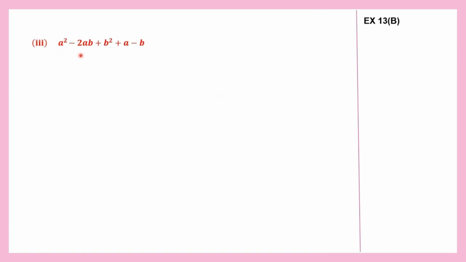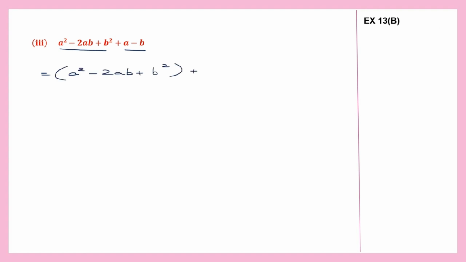Question 3, a square minus 2ab plus b square plus a minus b. So here what we're going to do is we're going to group some like terms together. So we can group this and this. So then this will be a square minus 2ab plus b square.